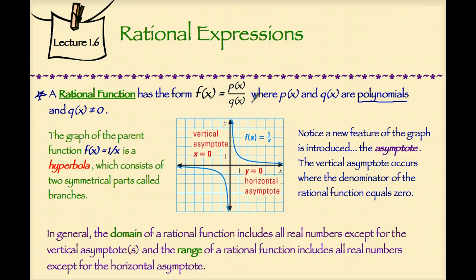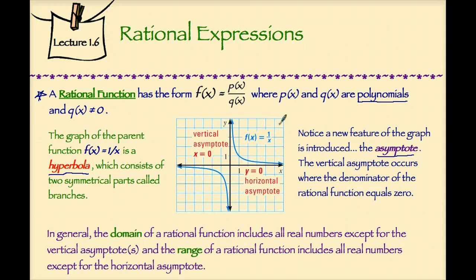This leads to some interesting features on the graph of a rational function. The graph of the parent function, f of x equals 1 over x, is a hyperbola, a new shape, which consists of two symmetrical parts called branches. Notice a new feature of the graph is introduced, the asymptote. The vertical asymptote occurs where the denominator of the rational function equals 0.